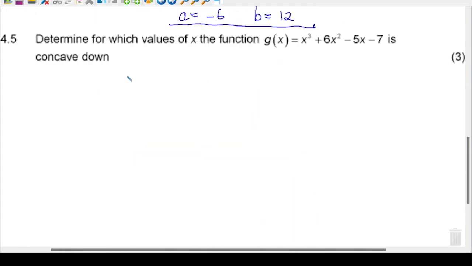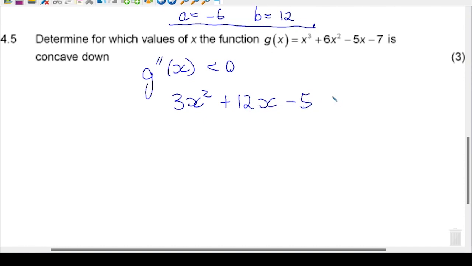Right, question 4.5 says determine the values of x for which that function is concave down. Now, what we know is concave down means that the second derivative is negative, all right? Concave down like a frown. The first derivative is 3x squared plus 12x minus 5. And make sure we write what that is. It's f dashed of x.